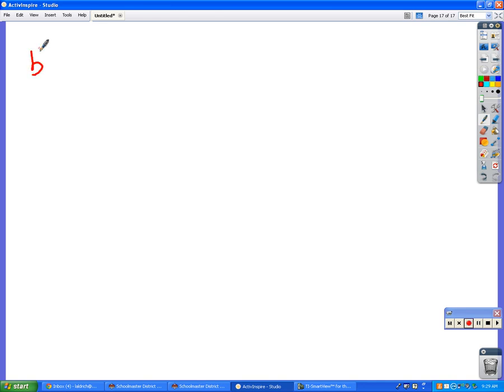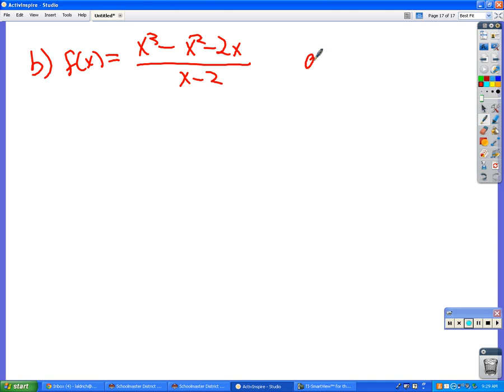All right, B, let's take a look at f of x equals x cubed minus x squared minus 2x over x minus 2. And we're looking at a equals 2. I'm going to let you do C. Really? No. It's a greatest integer value function with a trig function inside. Wow. Don't know how that's going to work out for us. Okay, so you can't plug in 2. So what do we do? Factor.